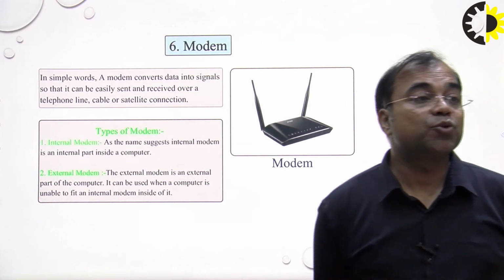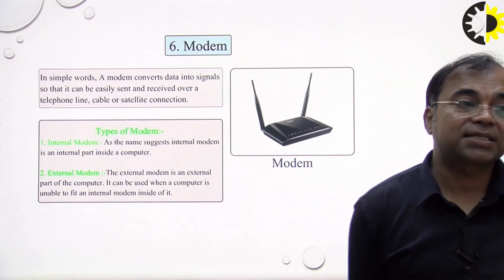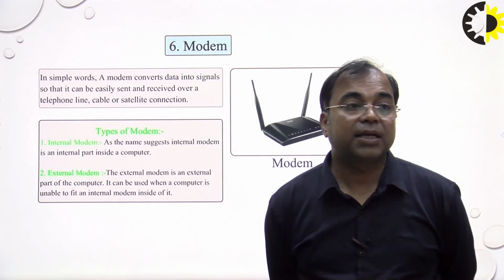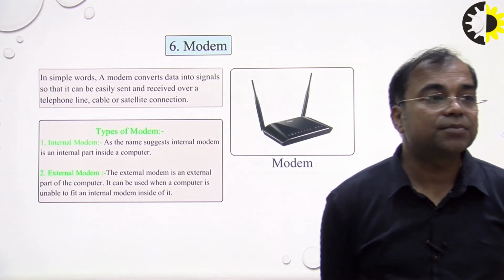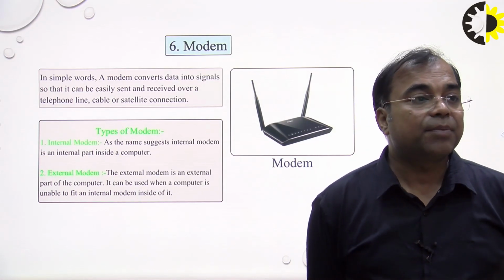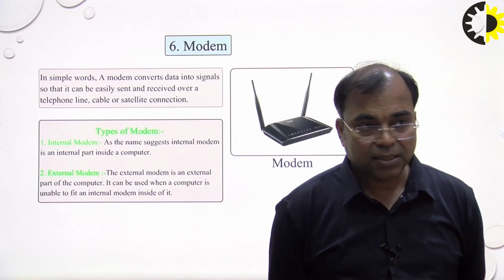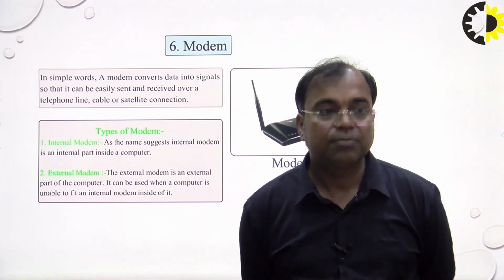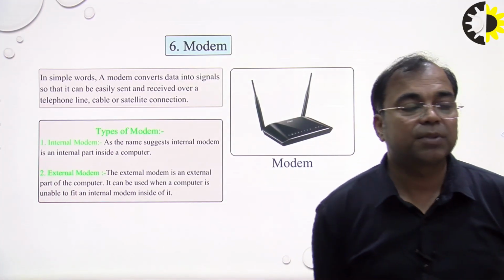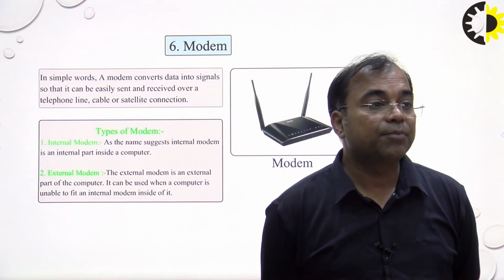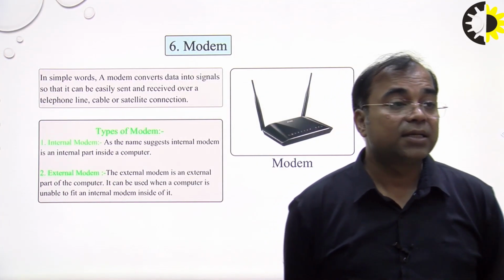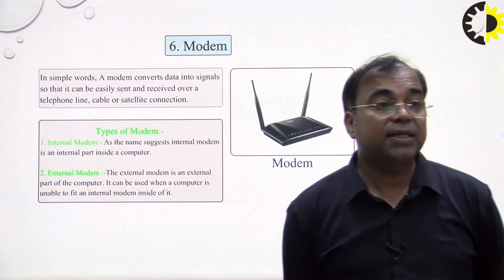A modem is of two types: internal modem and external modem. As the name suggests, an internal modem is an internal part inside a computer, and an external modem is an external part of the computer. It can be used when a computer is unable to fit an internal modem inside of it.